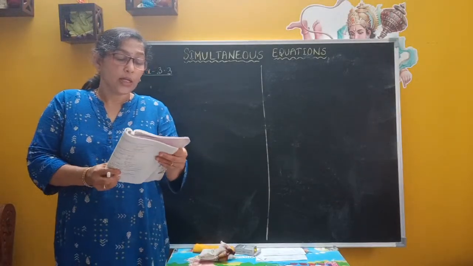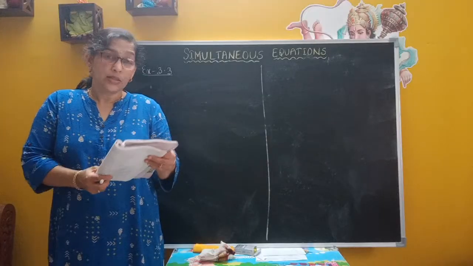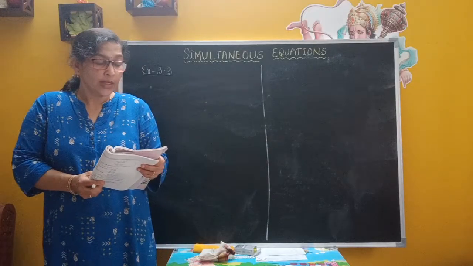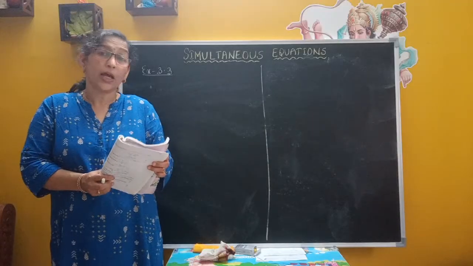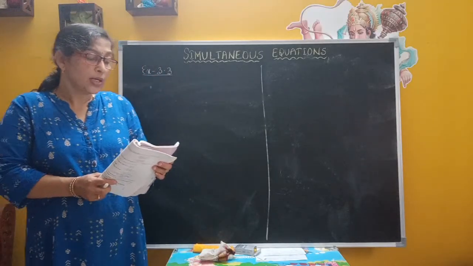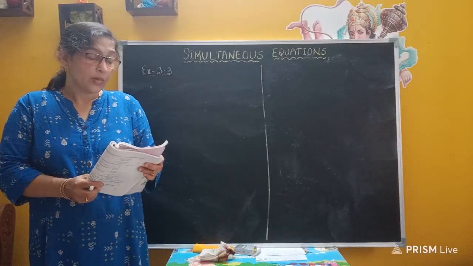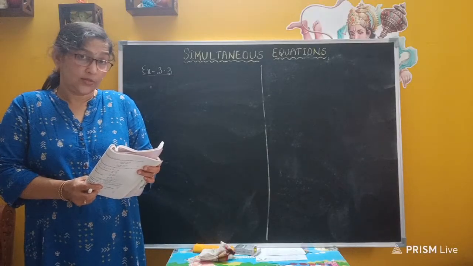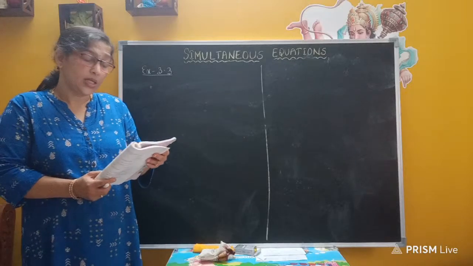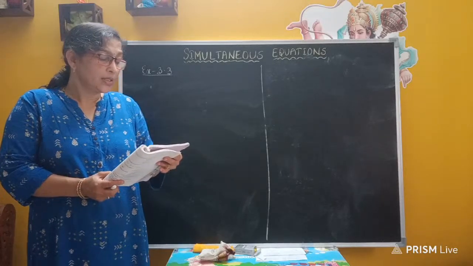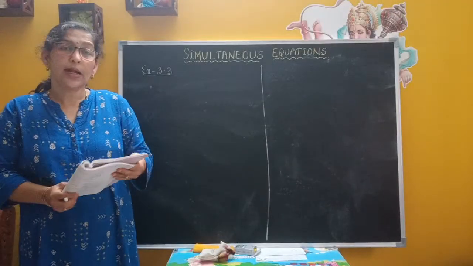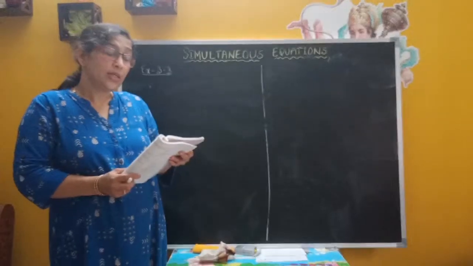So if you take Sonu's age as x and Nuri's age as y, then 5 years ago Sonu's age will be x minus 5 and Nuri's age will be y minus 5. Okay, then 10 years later, after 10 years, Nuri will be twice as old as Sonu. Okay, so here 10 years later, that is x plus 10, whose age?